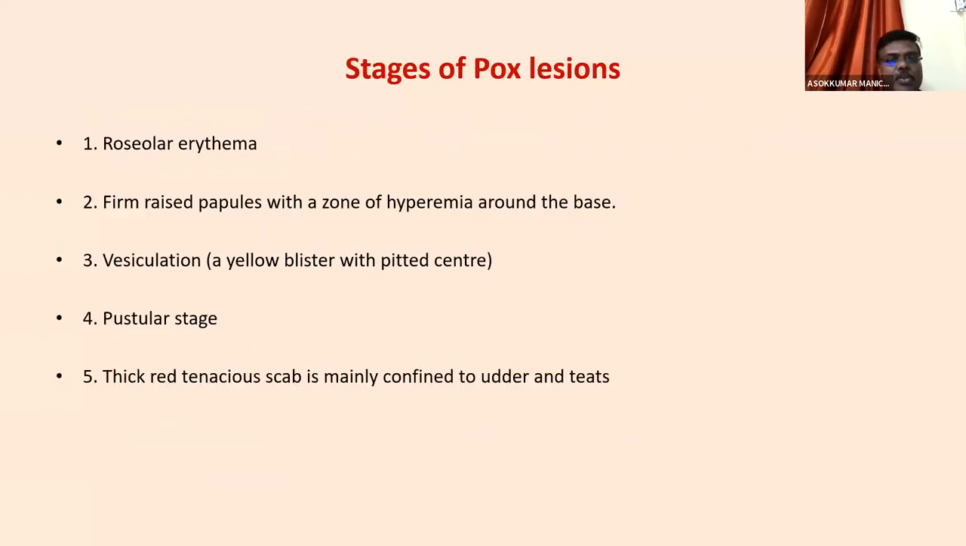So when you see the stages of pox lesions, generally we might have studied in pathology. Usually there will be roseolar erythema formations, then firm raised papules with a zone of hyperemia around the base. The second stage is vesiculation. That means you can see a yellowish blister with a pitted center in the affected area. Then there will be formation of pus, that means the pustular stage. Then the last one is a thick red scab. So there will be scab formations. This is mainly confined to the udder and teats.